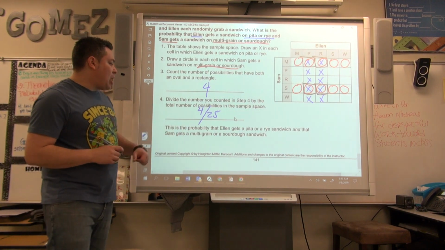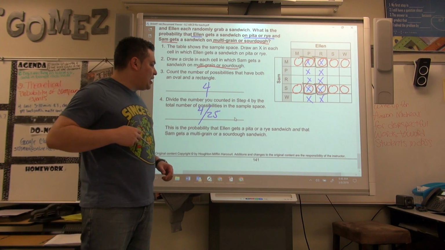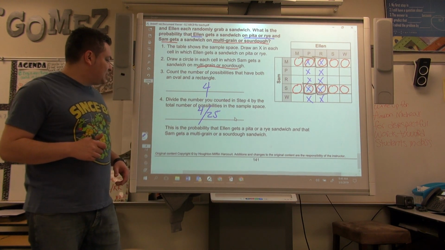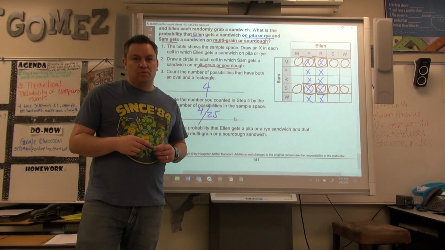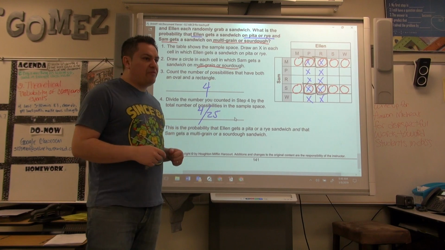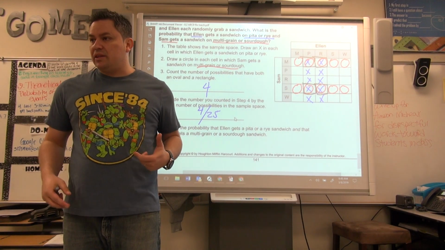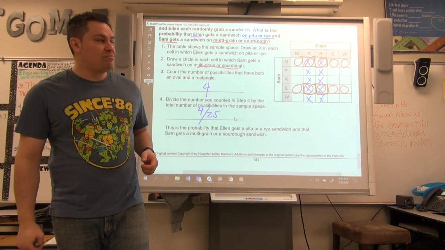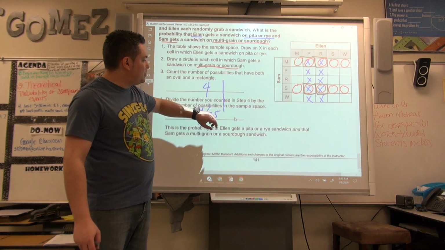Now, this is the probability that Ellen gets a pita or rye and that Sam gets a multigrain or a sourdough. They're just going to go in there grabbing at random. There's 4 out of 25 chances that they will get what they want. Any questions on this so far?